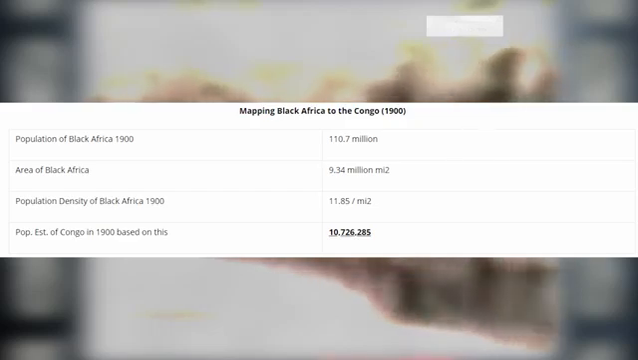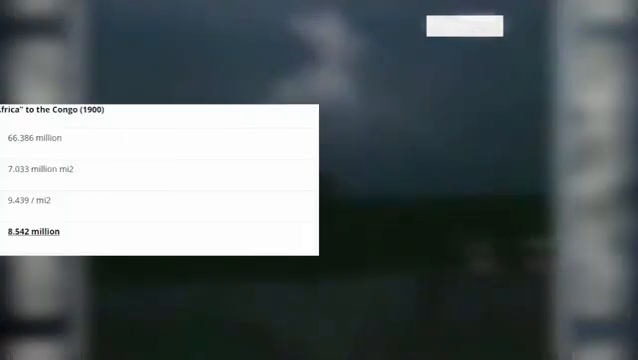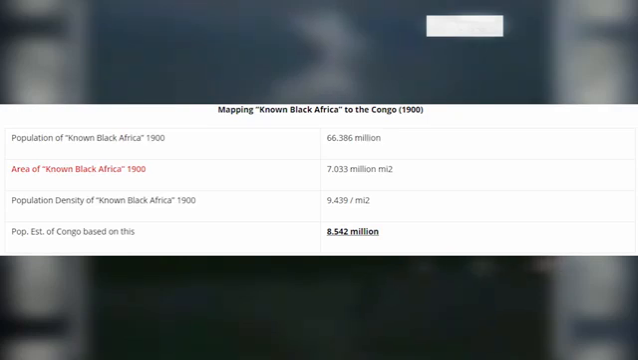The overall estimate for the population of Black Africa here is a holistic estimate. It includes countries that didn't have population records from governments by 1900. If we limit our analysis to African countries that had population records in 1850 and map the population densities of those countries onto the Congo, we get a lower number of 8.542 million.